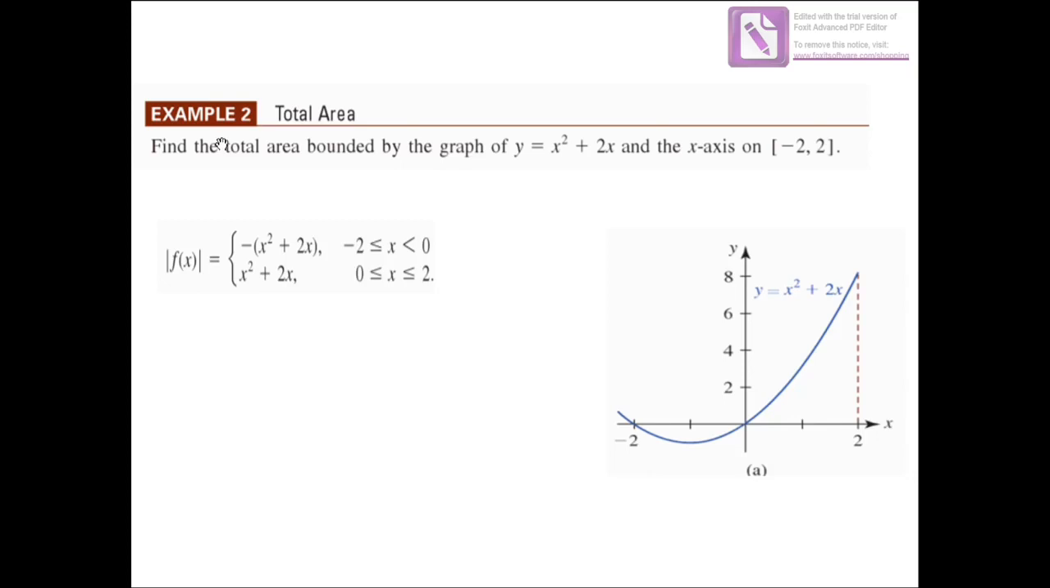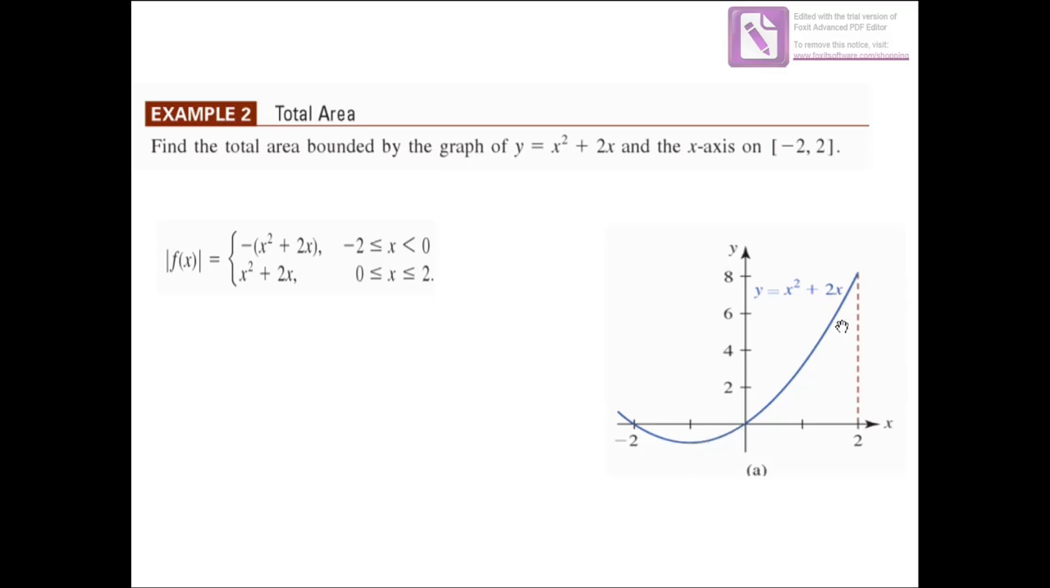Then here we have example number 2. Find the total area bounded by the graph of y equals x squared plus 2x and the x-axis on the closed interval -2 to 2. So here we have the graph of y equals x squared plus 2x. We need to find the area which is between the x-axis and this graph on -2 to 2. So this area here and this one here.